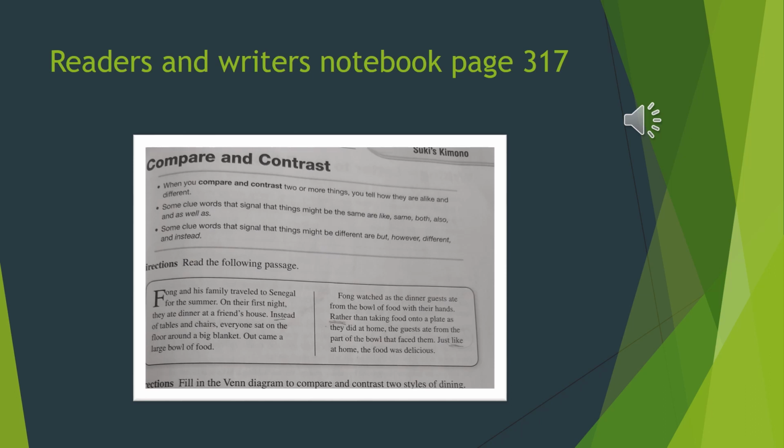After that, we're going to read the following passage. Fong and his family traveled to Senegal for the summer. On their first night, they ate dinner at a friend's house, and instead of tables and chairs, everyone sat on the floor around a big blanket.